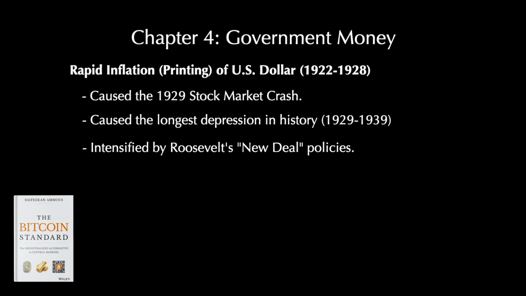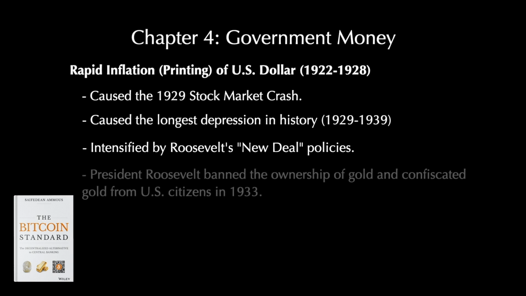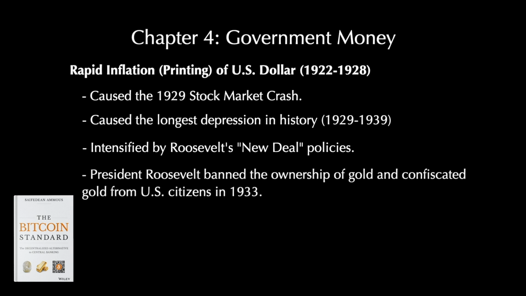In order to allow even more inflation of the dollar, President Roosevelt ordered the banning of private ownership of gold and forced Americans to sell their gold to the U.S. Treasury. This effectively outlawed the use of sound money in the form of gold.